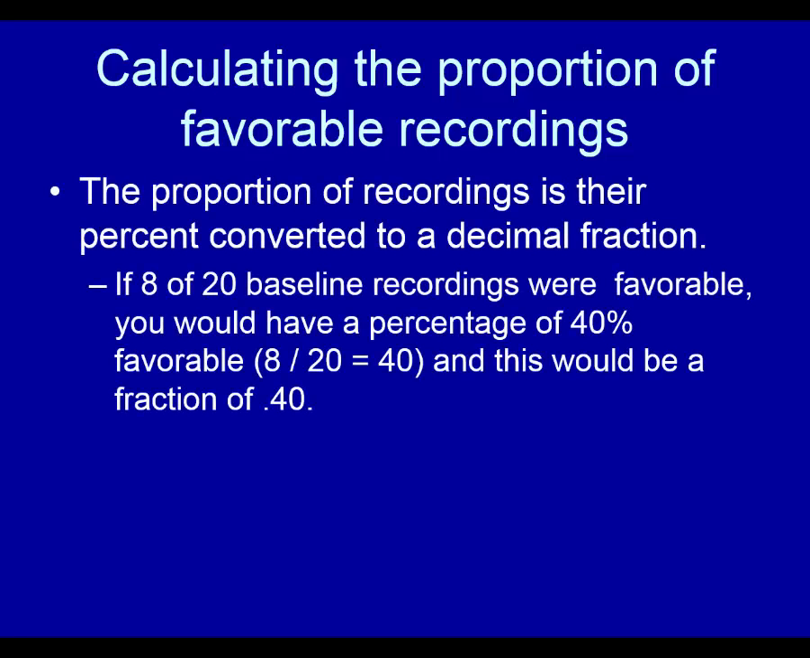Here's how you can calculate the proportion of favorable recordings. Use this example. If 8 of 20 baseline recordings were favorable, you would have a percentage of 40% favorable, and this would be a fraction of 0.4. So 40% would be converted to a fraction of 0.4. So now we have a fraction of 0.4 for the baseline. This is the fraction of favorable recordings during that period of time, to which we will compare the number of favorable and unfavorable recordings that were collected during the treatment period.